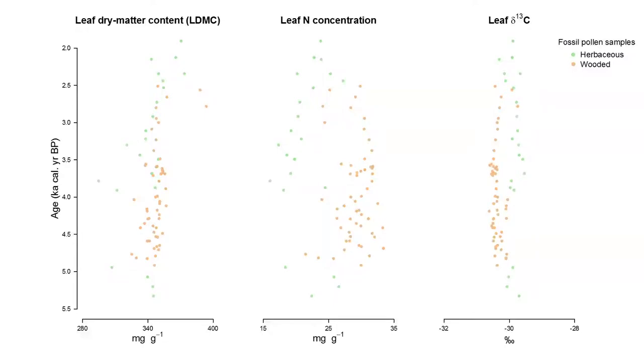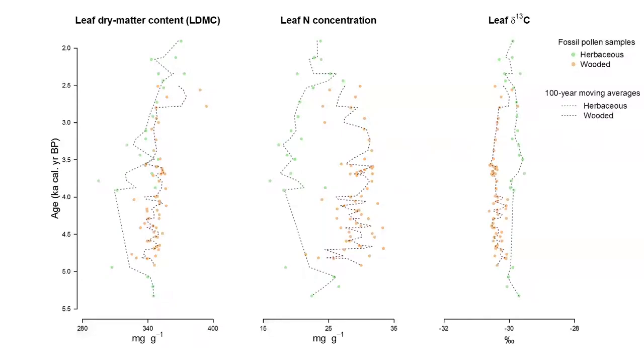Along the y-axis there, I have the age of the samples in thousands of calendar years before present. On the x-axis, I have the units of each one of those three traits that I just mentioned. So you have three separate graphs there. These green circles are the herbaceous fossil pollen samples, and the brown circles are the wooded fossil pollen samples. If we overlay the 100-year moving average, we can see that there hasn't been a huge amount of change in terms of trait composition of the wooded and the herbaceous communities from about 5,500 years before present to about 2,000 years before present.